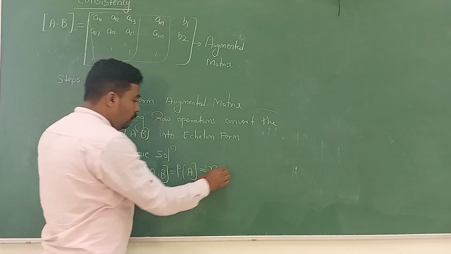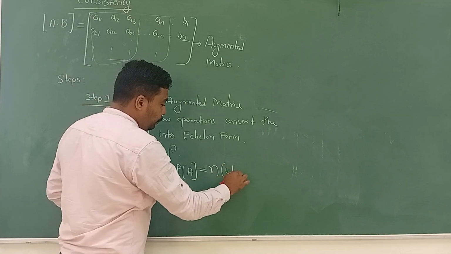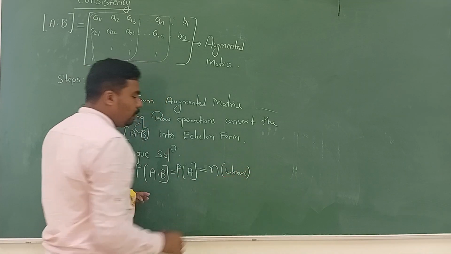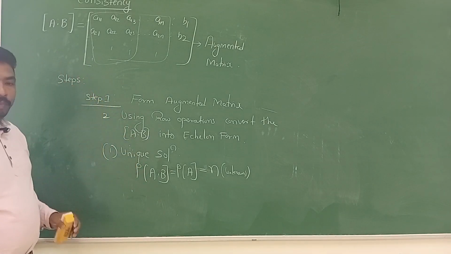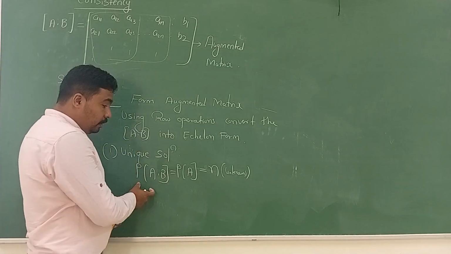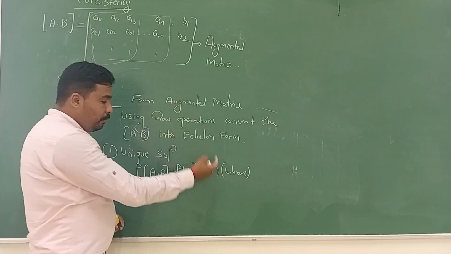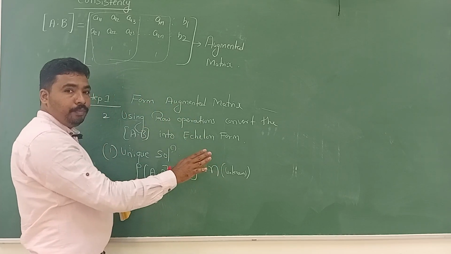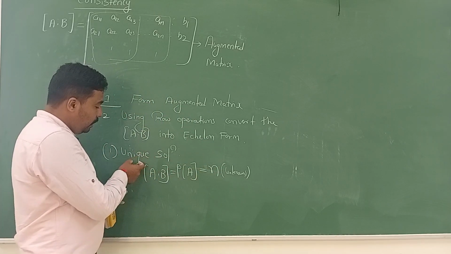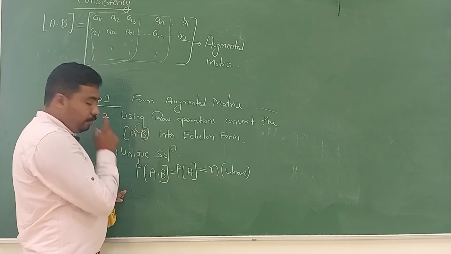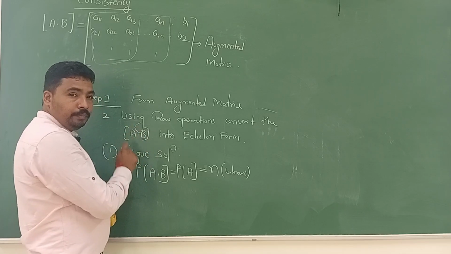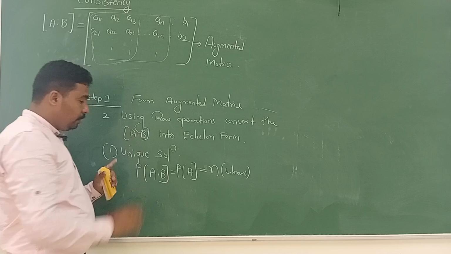N indicates unknowns, that is, the variables x1, x2, x3. If the augmented matrix rank, the coefficient matrix rank and the number of unknowns are all the same, then we can say that the given system of equations has a unique solution. Unique solution. This is very important.